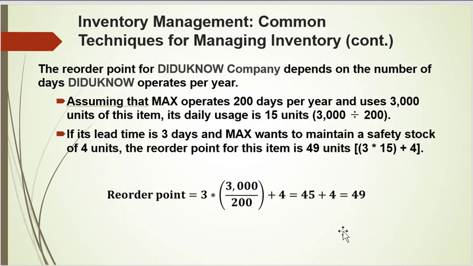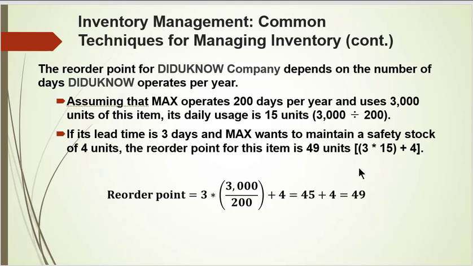So what's the reorder point? When do we have to place these orders? Let's assume that they operate 200 days per year, and they use 3,000 units of this item. Divide the 3,000 by 200 days. That means the daily usage is 15 units. If its lead time is 3 days and we need 4 units of safety stock, what's the reorder point?